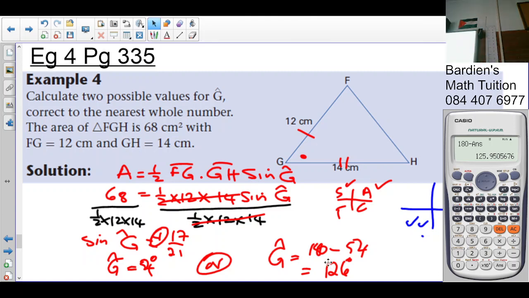People, for homework, I would like you guys to do exercise 10.2. The whole exercise, no? Let me first see, wait. Okay, just do every alternate sum. Every second sum. Okay, people, enjoy the rest of your day.